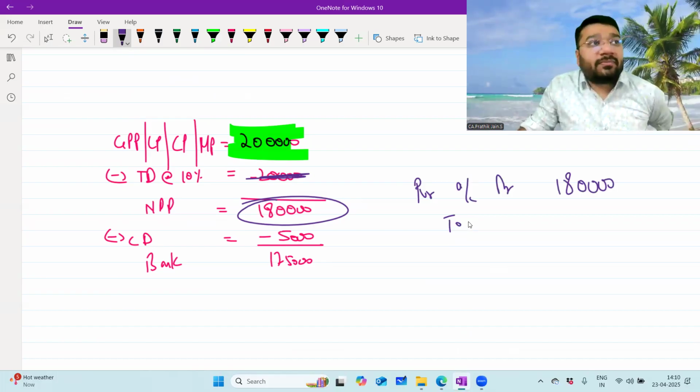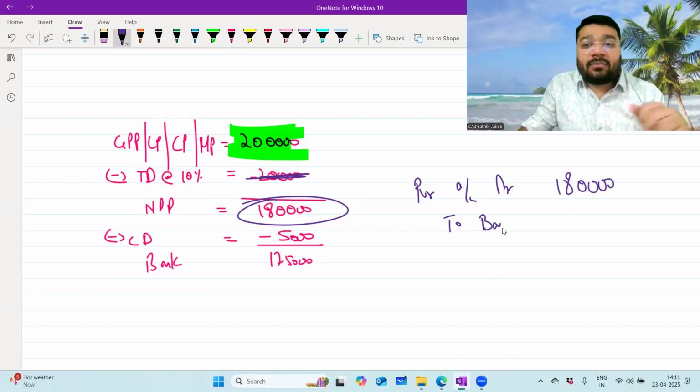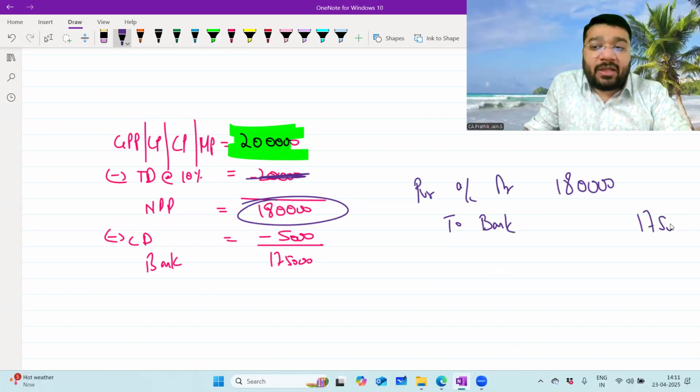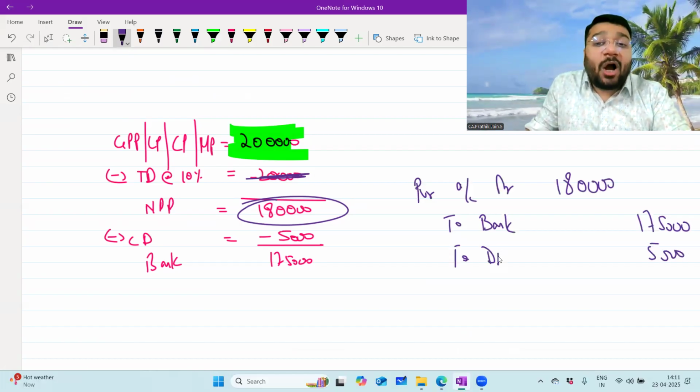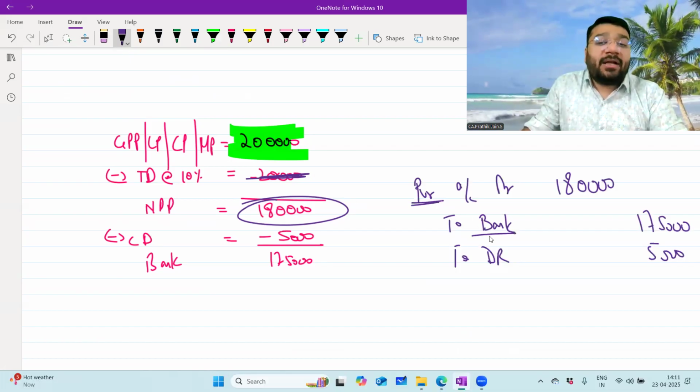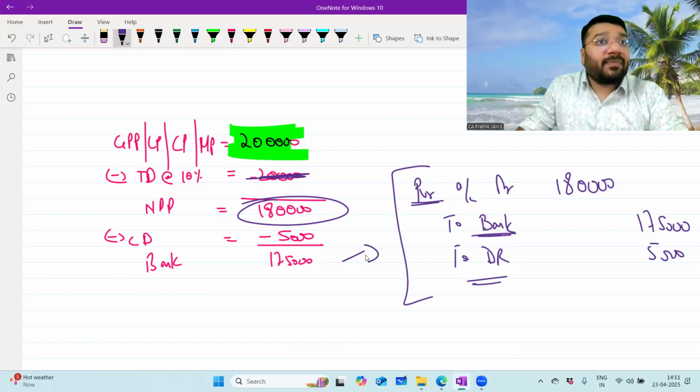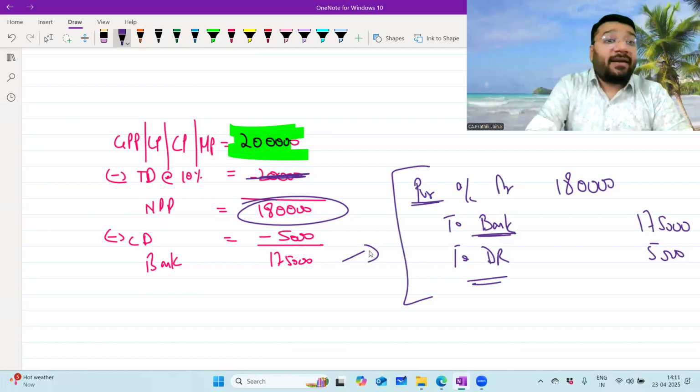I'm making the payment, no? How much? 1,75,000. How much payment am I not making? 5,000, which is my discount receipt. So purchase account debit to bank to discount receipt. The payment is done immediately. This is the entry. If the cash discount payment is done at a later stage, then what is the entry going to be?